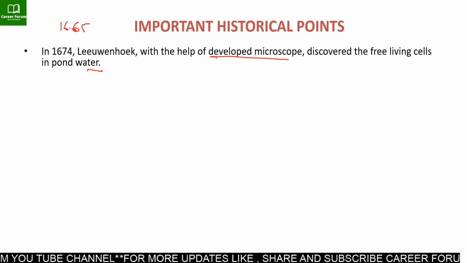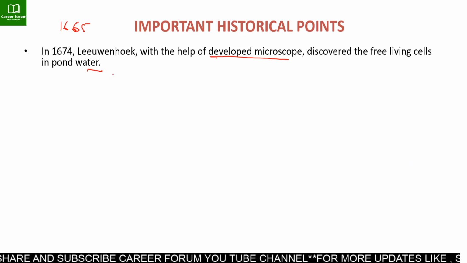Later, in 1674, Leeuwenhoek further advanced the theory, and he confirmed the discovery of the cells using his microscope, and he observed free living cells in the pond water.